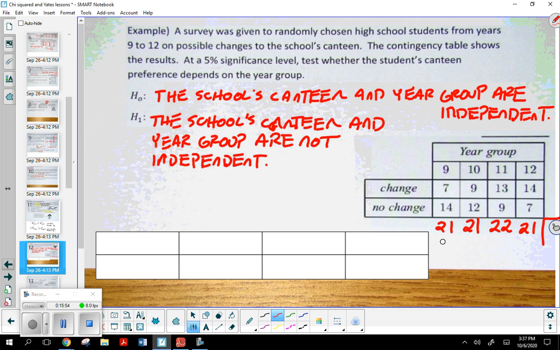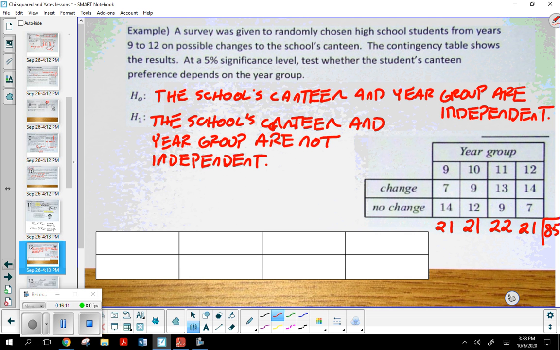So now let's go ahead and add this up. 21 plus 21 plus 22 plus 21. Okay, that's going to give me 85. Would everybody agree? Now let's see if it matches up when we look at this by the rows.